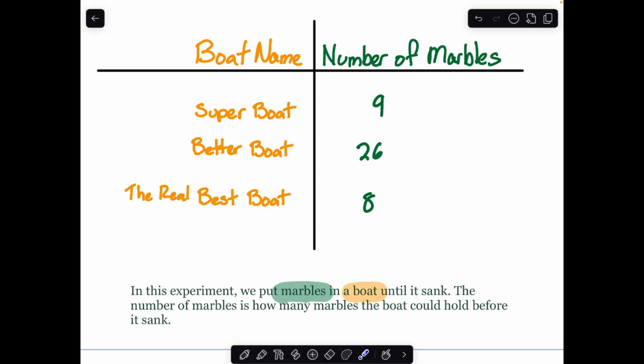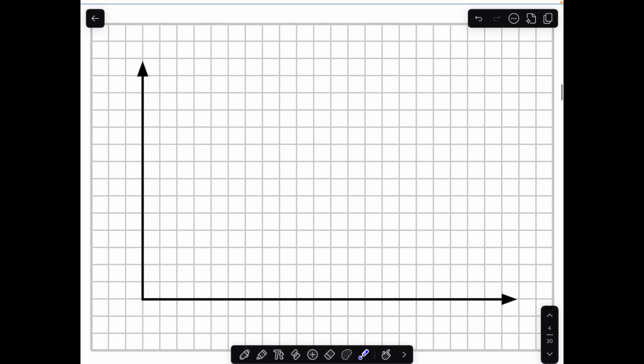I have 3 of the boats here from one of our classes, and I am going to focus on graphing just these 3: super boat, better boat, and the real best boat. I gave you a piece of paper that looks something like this in class, and before we get started, we should go over the parts of a graph.